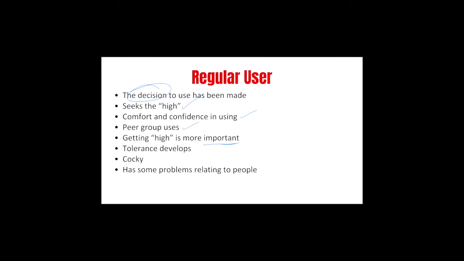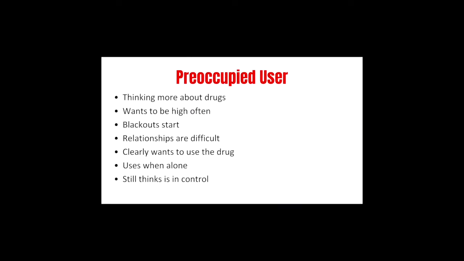Moving on now, the regular user, over time, if they're not careful, can eventually become preoccupied users. They are thinking more about drugs. They want to be high often. Blackouts when using these drugs are starting to occur. They're having relationship difficulties. They clearly want to use the drug. They use not just when they're in their peer group, but they're actually even using it alone. But the preoccupied user also thinks they are still in control of their actions.